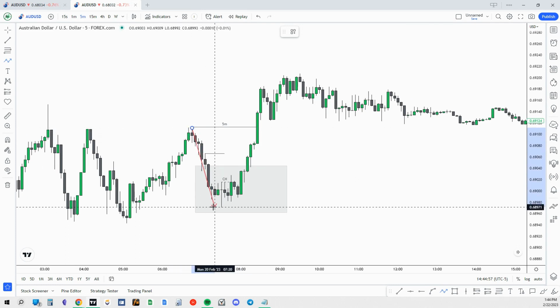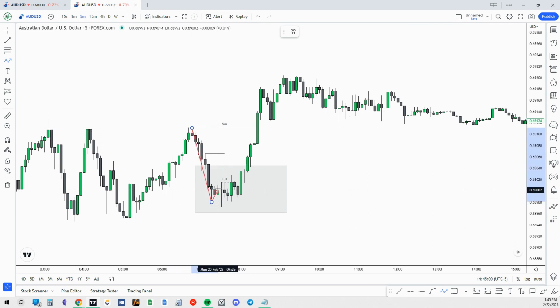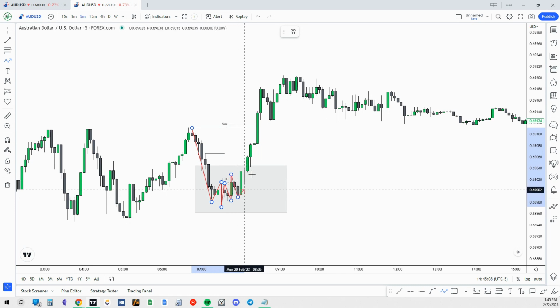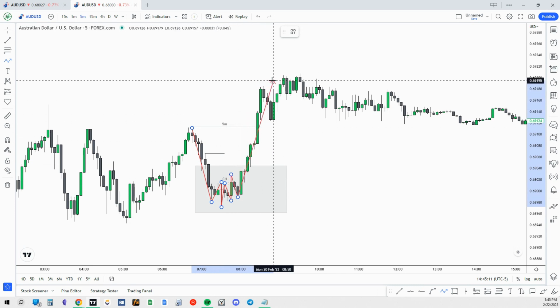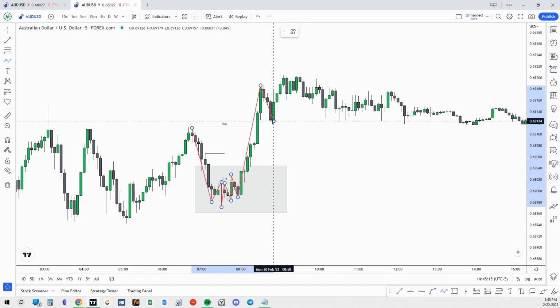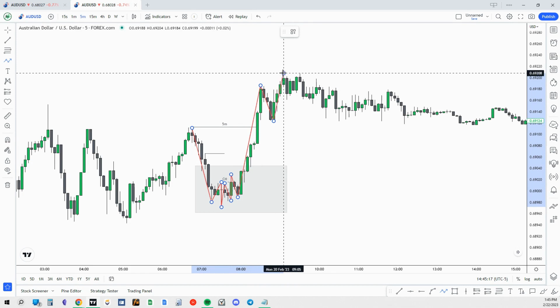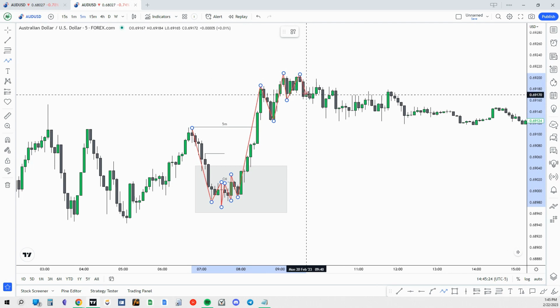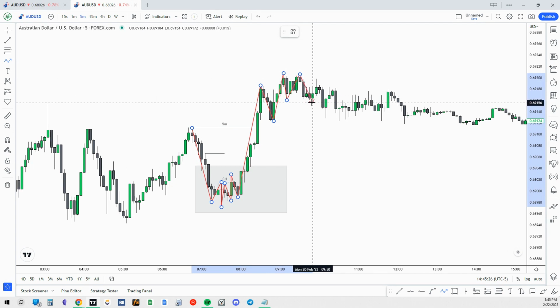So we had the pullback, slight corrective pullback, continuation, pullback, failed continuation, at which point we had a change of character, pull back into the zone, and the overall swing trend, the 5-minute trend, continues. We have a pullback here, continuation, we have a pullback here, and then a failed higher high, pullback, and you can see here we have a wick that goes below this low, and this is actually a change of character.